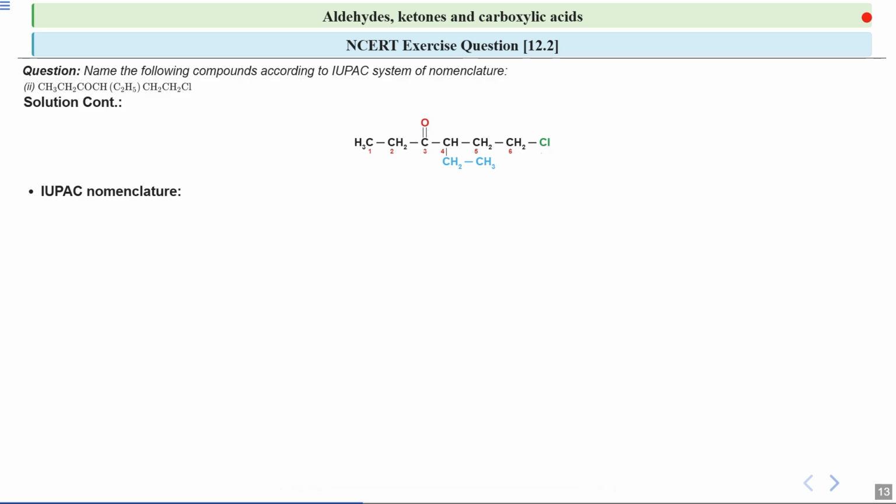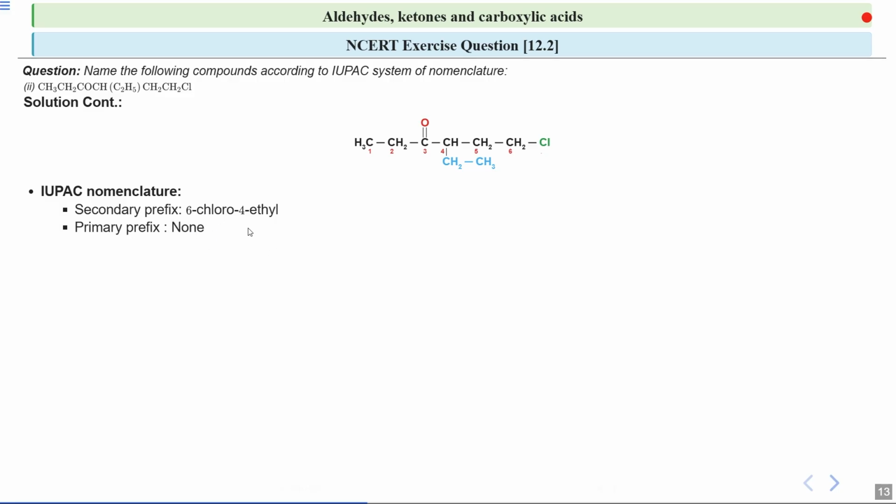So we will now see the IUPAC nomenclature. First, we will talk about the secondary prefix. So these are the names and the positions of the substituents that are attached to the main chain. If you see over here in this compound, we have a chloro group which is attached at the 6th carbon, and we have an ethyl group which is attached at the 4th carbon. So the secondary prefix is 6-chloro, 4-ethyl.